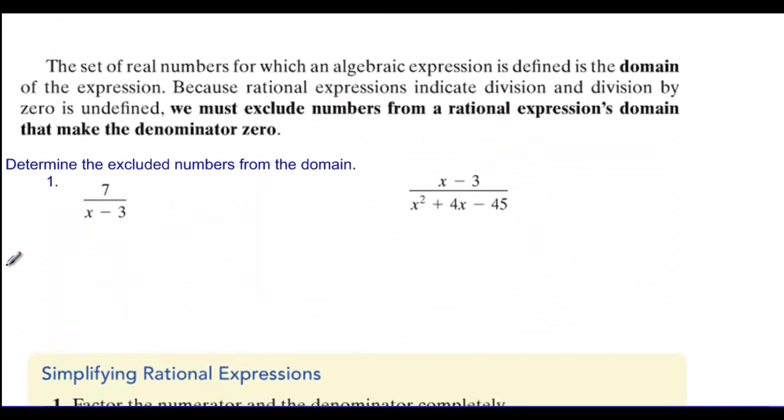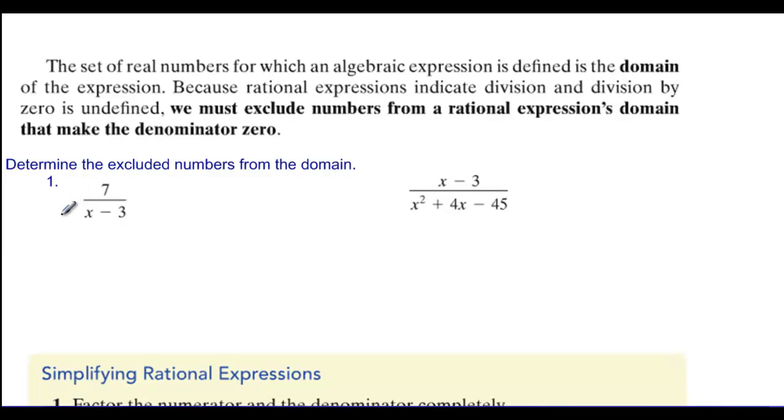So the set of real numbers for which an algebraic expression is defined is the domain, because rational expressions indicate division, and division by 0 is undefined. We have to exclude numbers from a rational expression's domain that make the denominator 0. So what that's essentially saying is that x cannot be any value that's going to make the bottom 0.